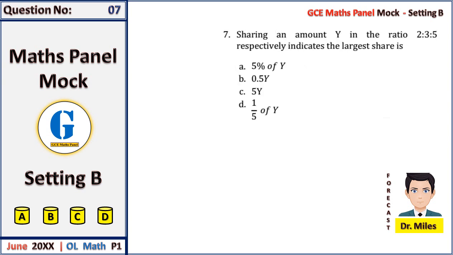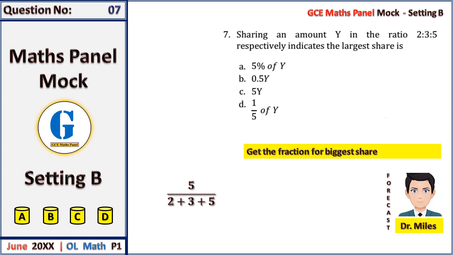Question 7. Sharing an amount y in the ratio 2:3:5 respectively, the largest share is? So we just have to get the fraction for the biggest share. The fraction of the biggest share here is given by 5 divided by 2 plus 3 plus 5, and that gives us 0.5. 0.5 of the amount, which is y. So the result here is B.